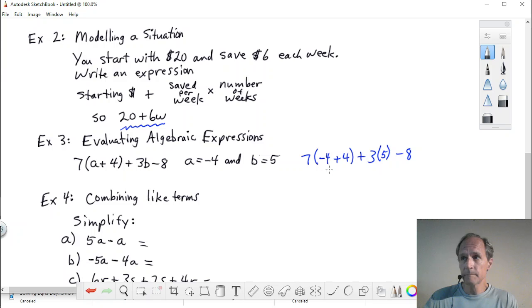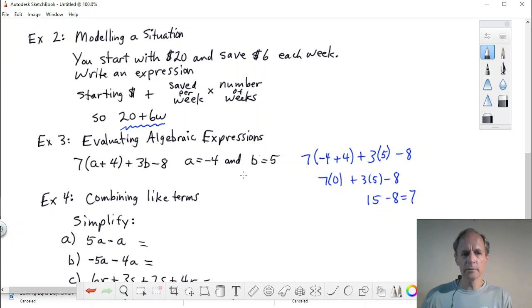-4 plus 4 is 0. That's kind of handy. So 7 times 0 is 0, and we have 15 minus 8, and that is 7. So evaluate that expression for those variable values. Comes out to 7.